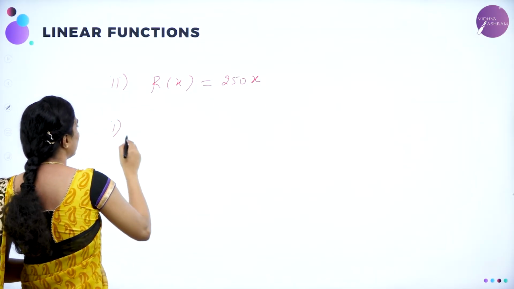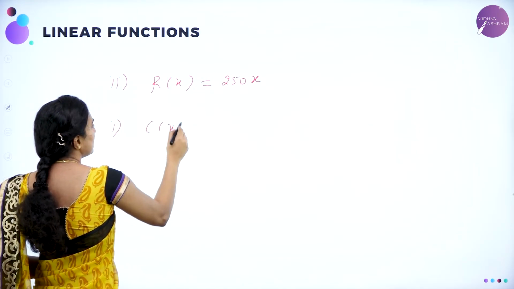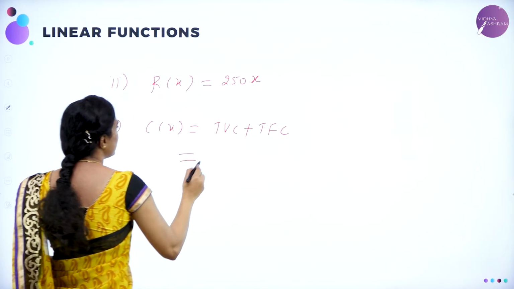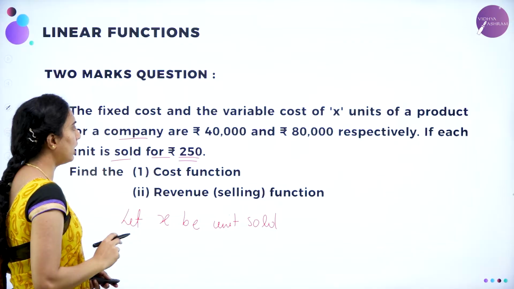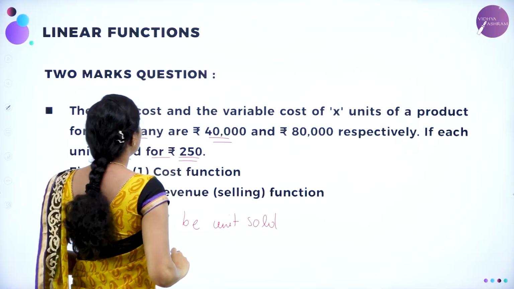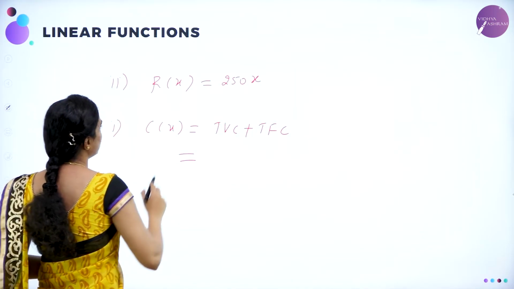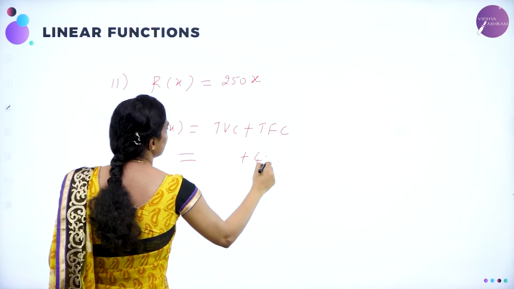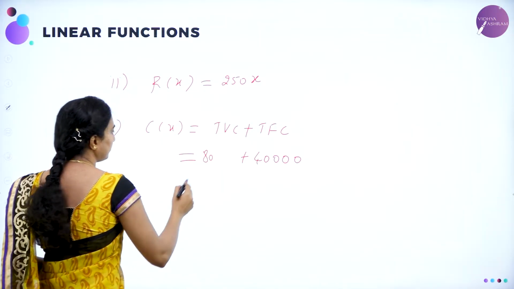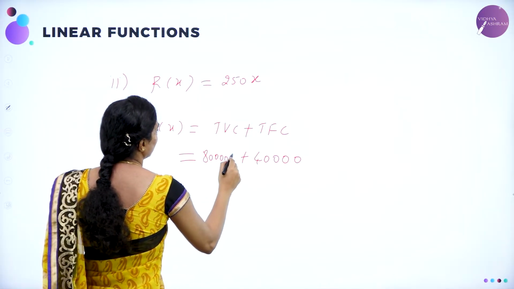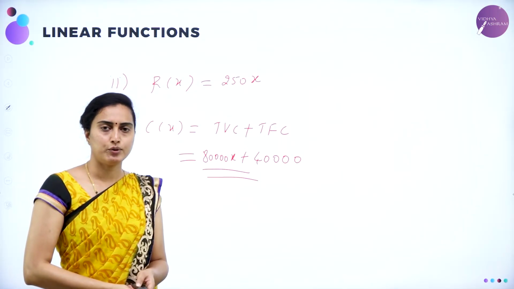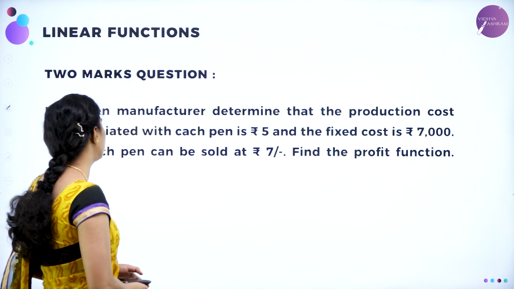That's it. What is the first one? The first one is the cost function they have asked. Cost function is total variable cost plus total fixed cost. For the company, 40,000 and 80,000 respectively. So fixed cost is 40,000 and variable cost is 80,000 into X. Right? That's it. So this is the answer. I hope you got this one. We'll move on to the next problem, dears.